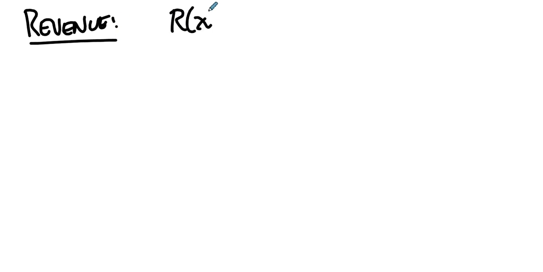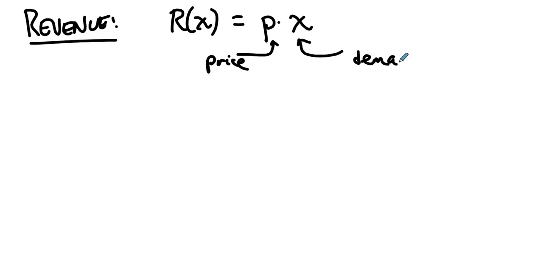I want to talk about a couple of other ideas. I want to talk about revenue. Revenue is price times demand. This is a price function. This is a demand function. Sorry, this is the demand. So there's a price that depends on demand, and we multiply it by demand.